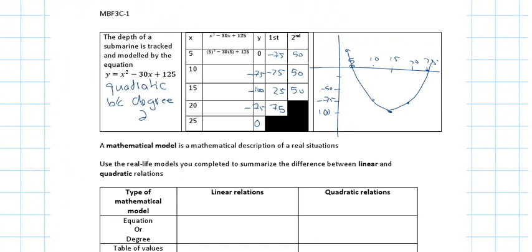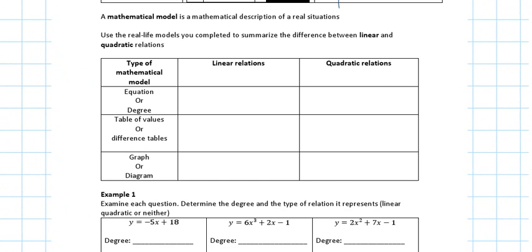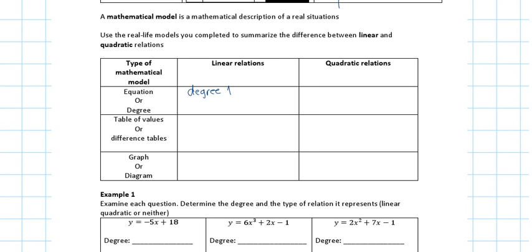So, here's what we learned today. We learned that for a linear relation, what degree do I have? For linear, what's my degree? And my equation is going to look like y equals something x plus something. So the equation is going to look like this: a number, which we call m, any number, x plus or minus another number.